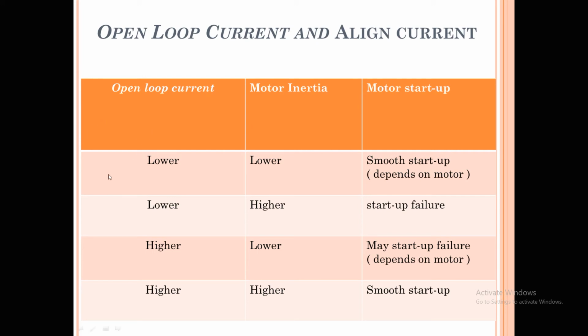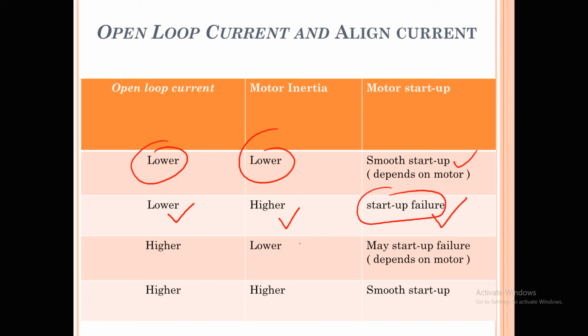Okay, so some guidelines for the open loop, or Alias, current. If the open loop or Alias current value you select is lower and your inertia is lower, the motor will start. But that also depends on the motor. We can't say that's a thumb rule. And if your open loop current is lesser and your motor inertia is higher, it may be possible the motor will not start perfectly, or a starter failure happens.